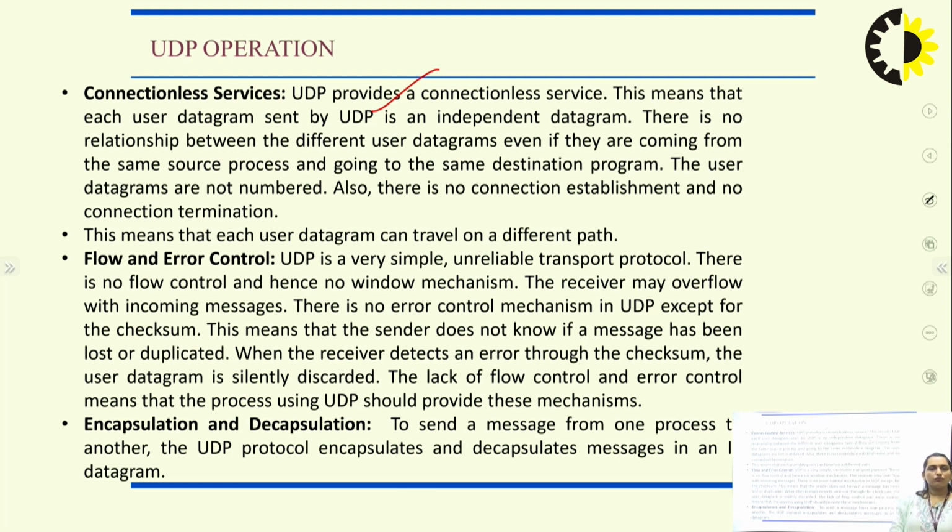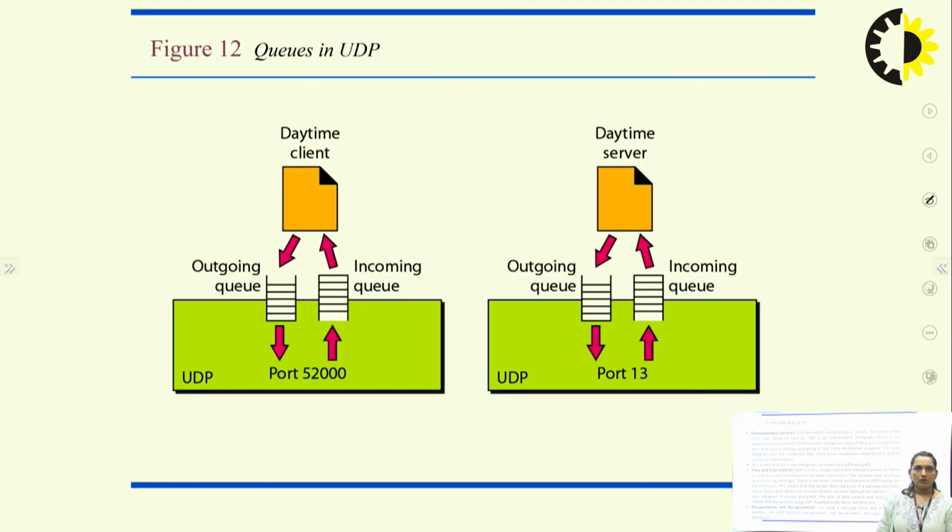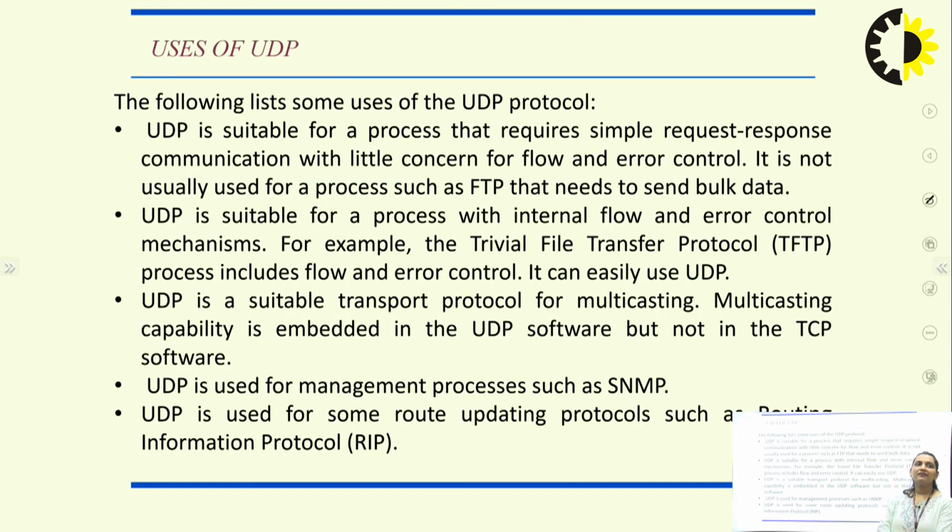Encapsulation and decapsulation are used in UDP operation. There is queuing: on the client side you have an outgoing queue, and then at the incoming side also, because lots of messages are coming since there is no connection establishment. So we have the queue concept here at the UDP side, outgoing and incoming, at both the sender and receiver sides. These are the uses of it.